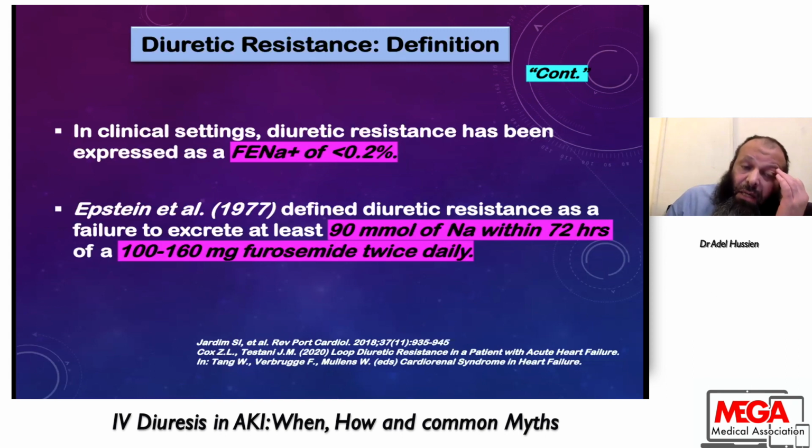Since a long time ago, Epstein et al. defined diuretic resistance as failure to excrete 90 millimole of sodium within 72 hours of what dose? 100 to 160 of furosemide twice daily, or between 200 to 300. If you do not reach a urine sodium of 90 millimole within 72 hours of those doses, we call it diuretic resistance.